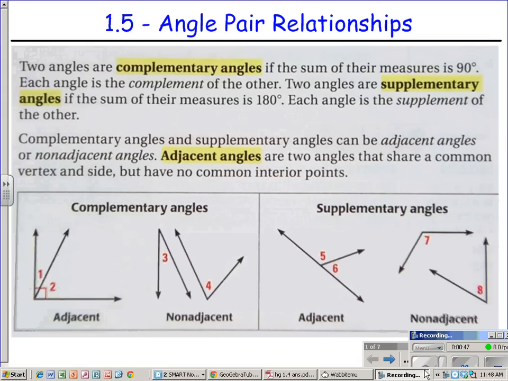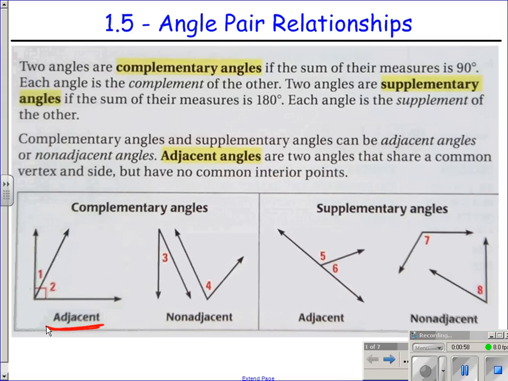Adjacent angles, as it says in the definition, are two angles that share a common vertex and a common side. So right here, these are adjacent. They have a common vertex. Angles 1 and 2 have this side in common. You take angle 1 plus angle 2, you get the 90 degrees.